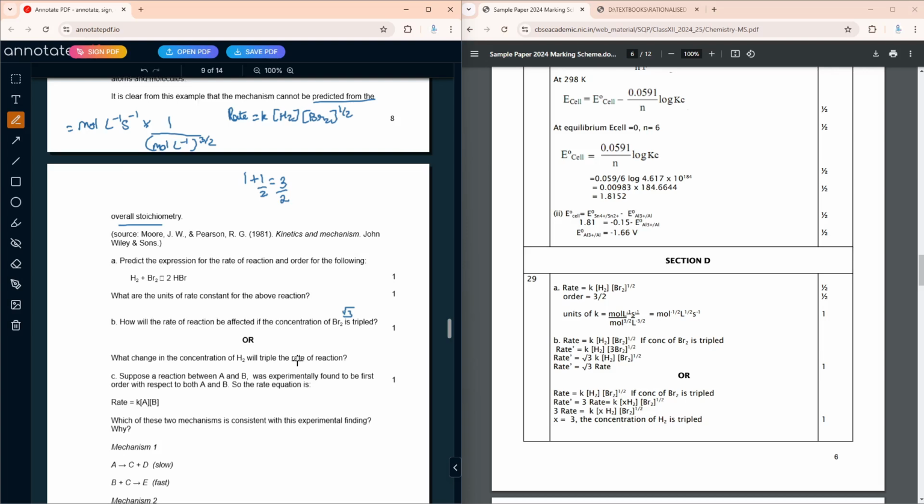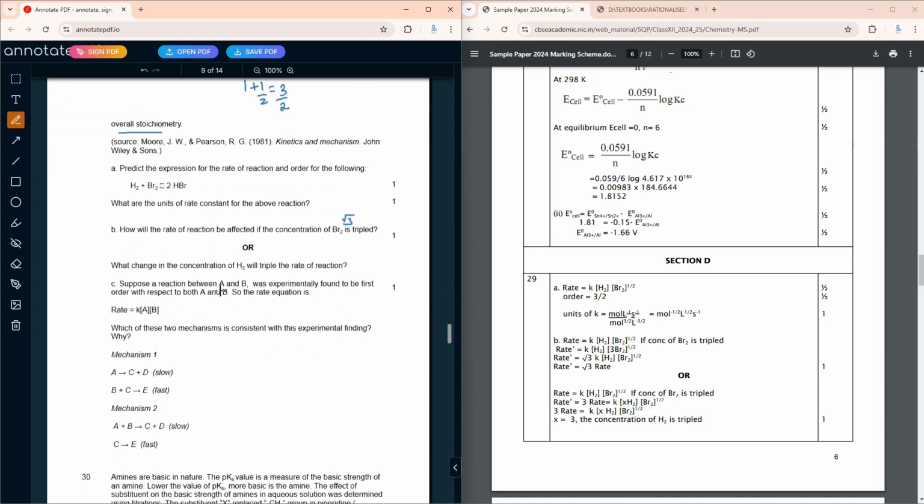Okay, the next question. Suppose the reaction between A and B was experimentally found to be first order with respect to both A and B. So the rate equation is going to be rate equals K times concentration of A into concentration of B. Which of these two mechanisms is consistent with the experimental finding? Why? I know this is something you obviously know, that the rate of the reaction depends upon the slow step. So whichever slow step has both A and B, that is the mechanism.